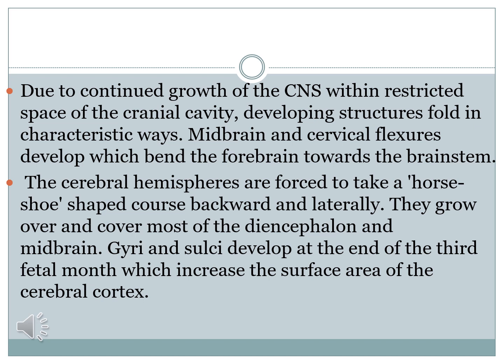And these two cerebral hemispheres are forced to take a horseshoe structure, and they grow rapidly and cover most of the diencephalon and midbrain. The gyri and sulci develop at the end of the third month and increase the surface area of the cerebral cortex. That's why they look folded.